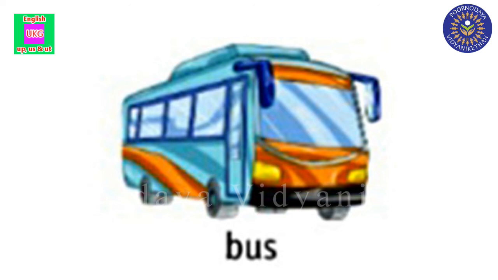What is this, children? Yes, this is a bus. Bus. What is the spelling? B U S. Bus. What is the spelling? B U S. What is the sound here? Us sound. Very good. Did you understand, children?